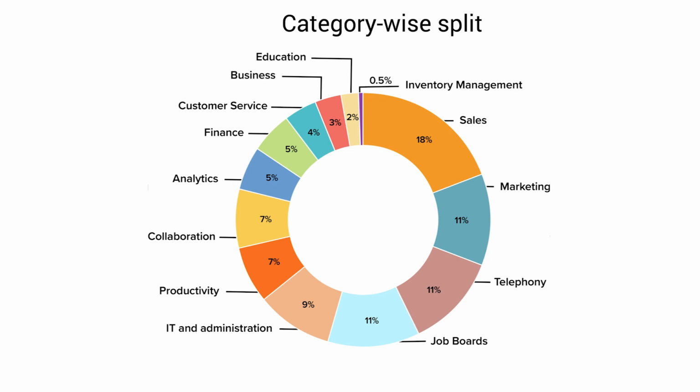Right. So just to give you a category-wise split of the extensions in the marketplace, this is the category-wise split. 18% of the extensions in the marketplace are more sales-oriented, 11% marketing-oriented, 11% for the telephony part. Then we have job boards like the Kanban board and the Trello job cards that contribute to about 11%. And you get the picture. So this is just mere integration, and integration itself has so much variety and scope. So this also goes into industries. You can also build industry-specific vertical CRM solutions and then sell them to our user base.